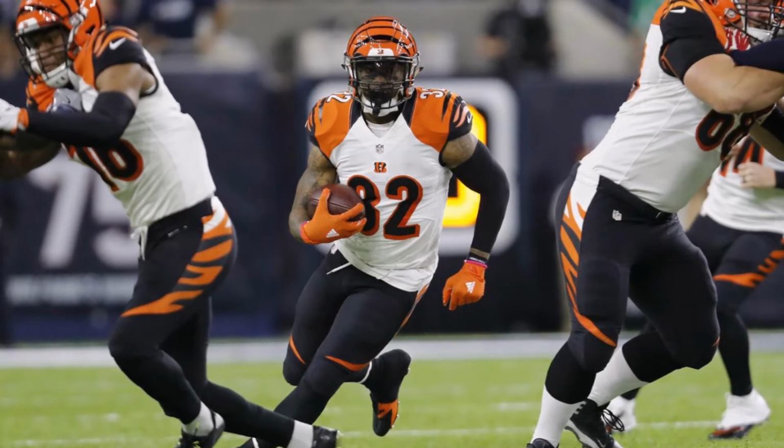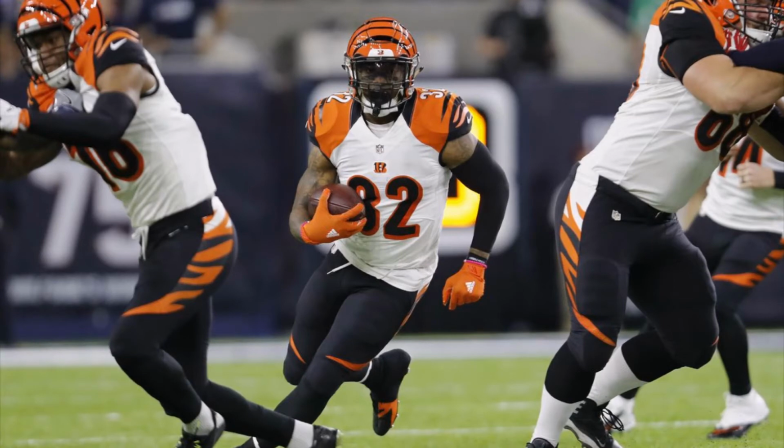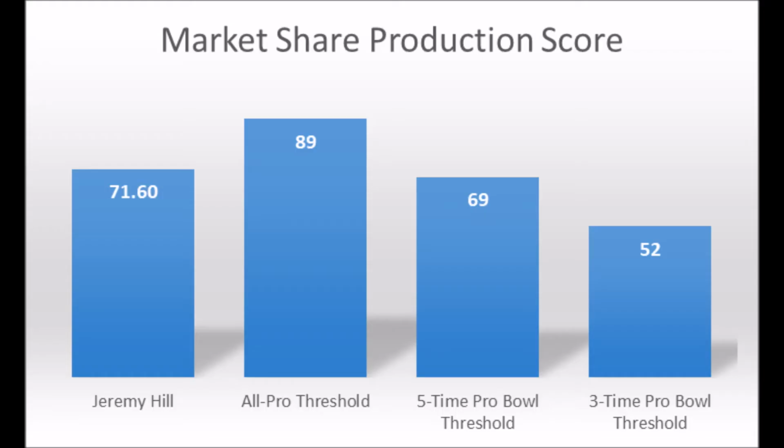So getting into his data, first off, we're going to start with his market share data coming out of college. He had a 71.60 market share production score based on my data since 1969. He doesn't quite hit the All-Pro threshold of 89 or higher, basically meaning most All-Pro players had at least 89 or higher in terms of their market share production score. Jeremy Hill doesn't quite hit that area of All-Pro potential, but he did hit at least the 5-time Pro Bowl potential area of 69 or higher, where the majority of 5-time Pro Bowl players typically had 69 or higher, and the majority of 3-time Pro Bowl players had 52 or higher. So Jeremy Hill, based purely on production data, had some Pro Bowl potential coming out.